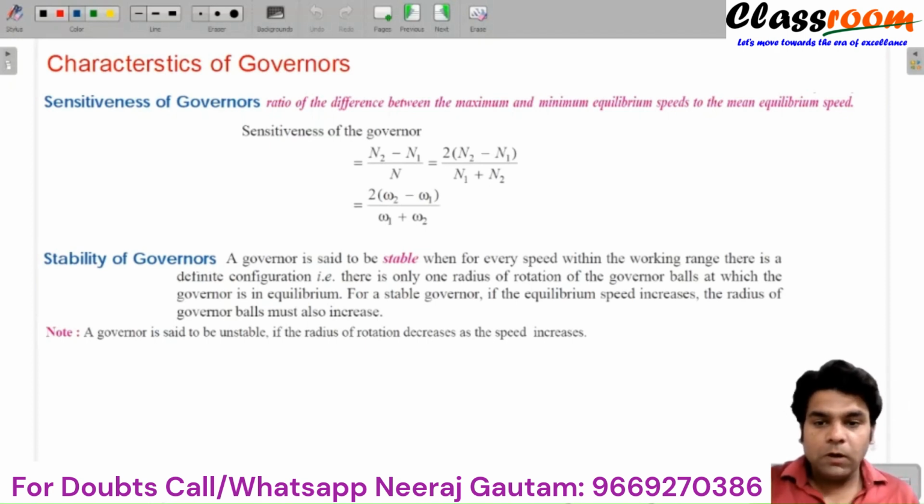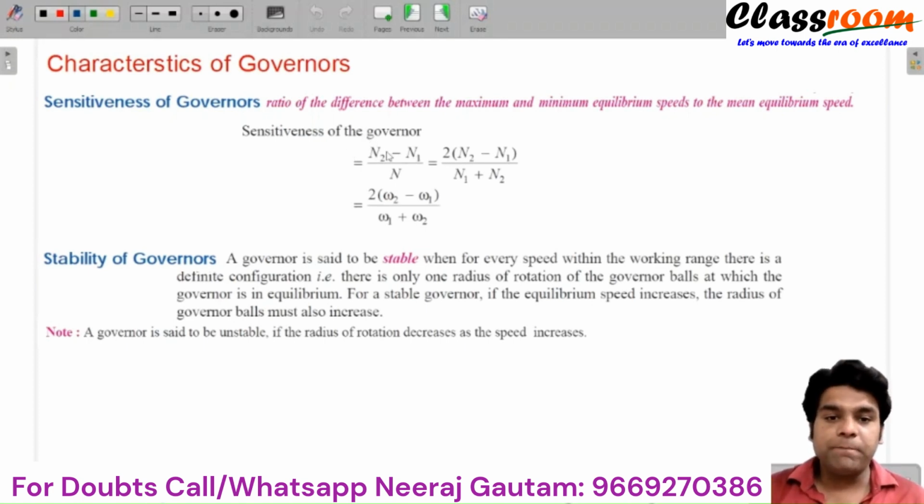So if a governor is too sensitive, then it will respond very quickly to any small change of speed. Remember, there are two terminologies: one is sensitiveness and the second is sensitivity. Sensitivity is the reciprocal of sensitiveness. So in sensitivity, the difference is in the denominator, and in the numerator we use the mean speed.